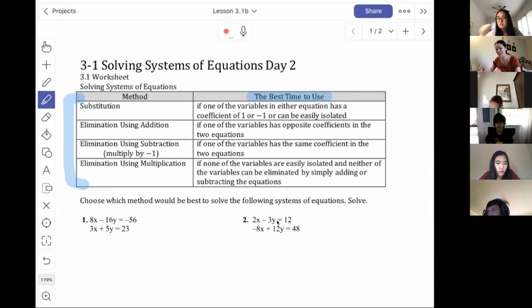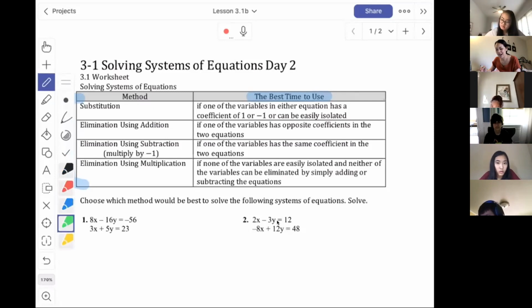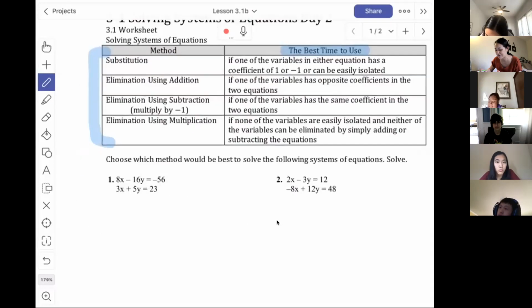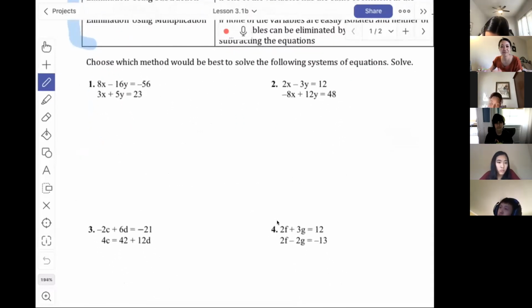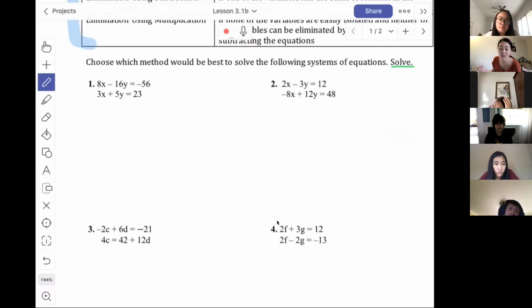Okay, so let me just show you a bunch of examples. Remember, I am calling on people, so make sure you're paying close attention and you're following along, so you're ready if you get called on. Okay, so number 1, it says choose which method would be best to solve and then solve. All right, so find the answer.